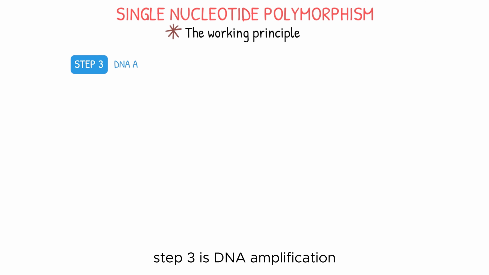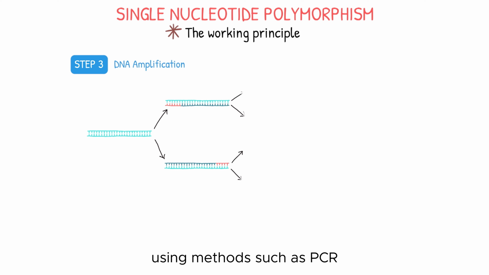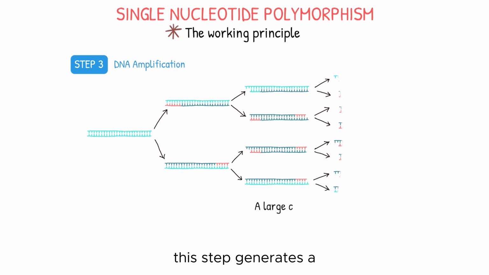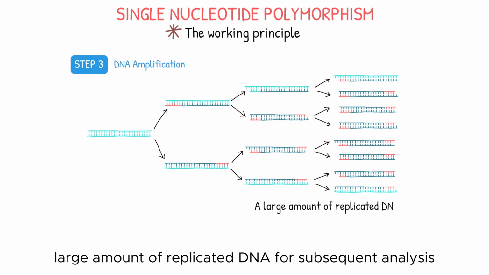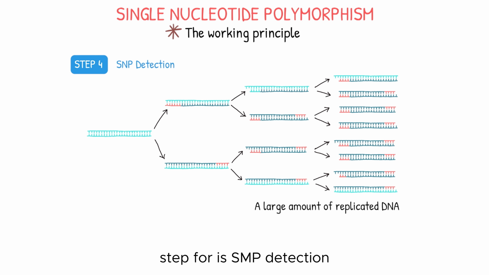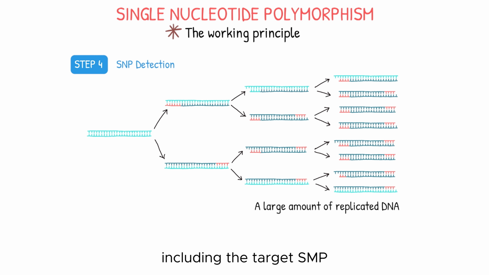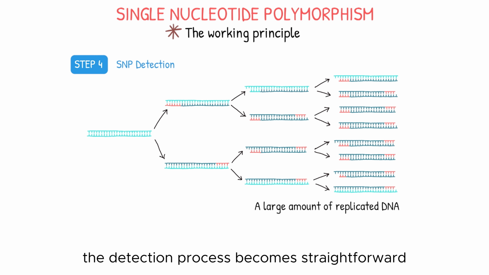Step 3 is DNA amplification. The DNA segment containing the target SNP is amplified using methods such as PCR. This step generates a large amount of replicated DNA for subsequent analysis. Step 4 is SNP detection. With a substantial amount of replicated DNA, including the target SNP, the detection process becomes straightforward.